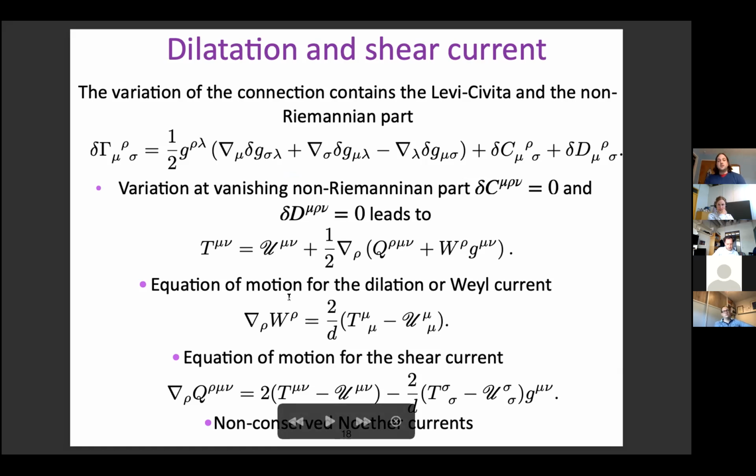And this is what we found interesting, because in this case you can write it the other way around and write down some non-conservation equations for these currents. If you put everything on the other side, you get that the divergence of this W is equal to the difference of the traces of the two tensors, and the same equation holds for this shear current. And that's actually what we meant by a non-conserved current. This holds for the Weyl current and for the shear current.